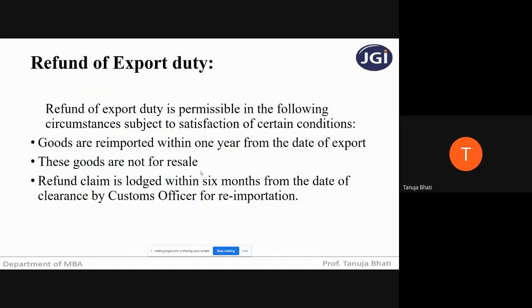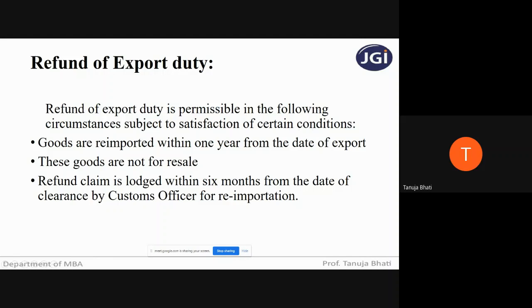Now, refund of export duty. Refund means whatever export duty you are paying, you can claim a refund of that. So once you have made a payment of export duty, you can claim the refund of that. But in what situations can you claim the refund? Refund of export duty is permissible in the following circumstances, subject to the satisfaction of certain conditions.